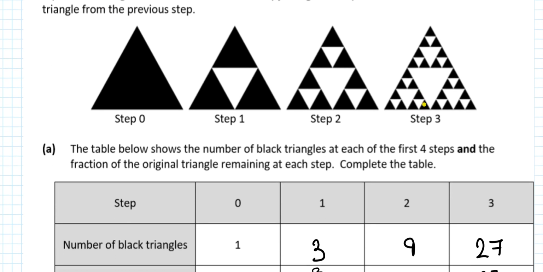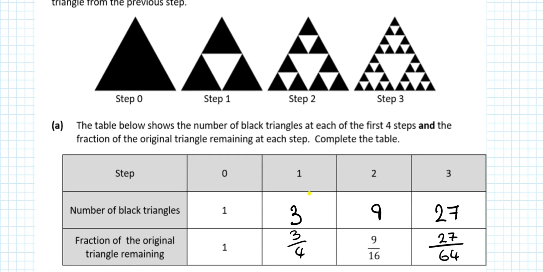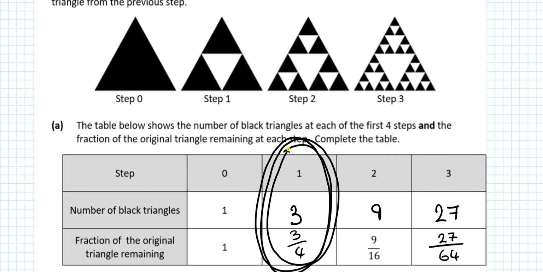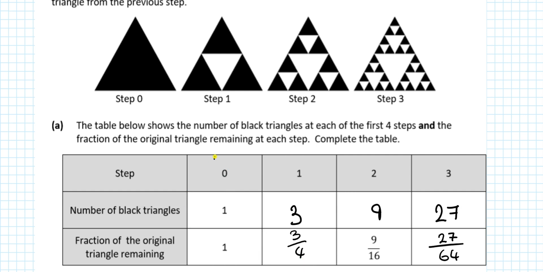The table below shows the number of black triangles at each of the first 4 steps and the fraction of the original triangle remaining at each step. Complete the table. I want to point out that this is really important. This is not T1. This column here is always going to be T1 because it's the first step. This is sort of T0. This is T1. This is the important first term. That's possibly the most important part of the question that people make mistakes on.